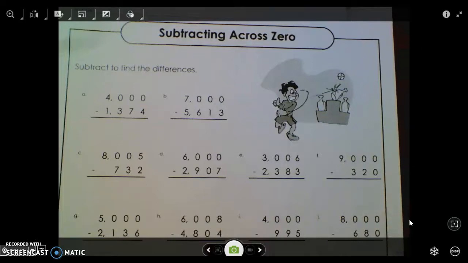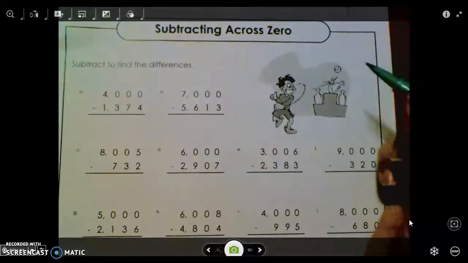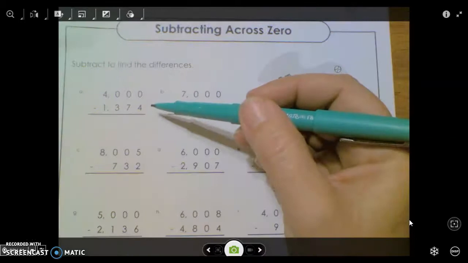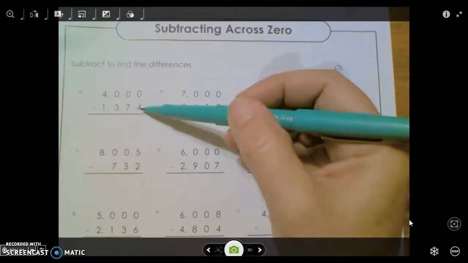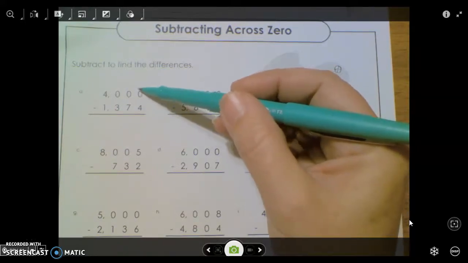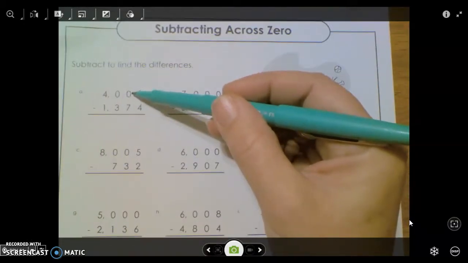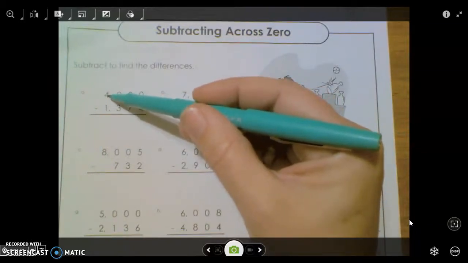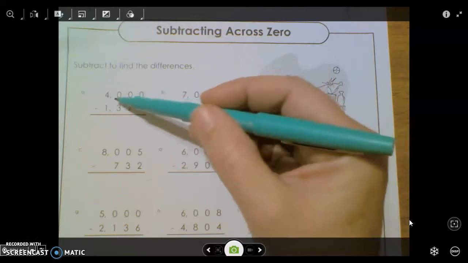Okay. Let's look at the first problem and do it together. So as I do it, I would like you to do it also. Okay, we have 4,000 minus 1,374. If you notice, I have to take 0 minus 4. I can't do that because I have 0 to start with, so I need to go and I need to regroup. But my next number has 0 also. So I'm going to keep going until I can borrow, and watch what I do. I'm going to work myself back and borrow each time. I don't want to go all at one time.